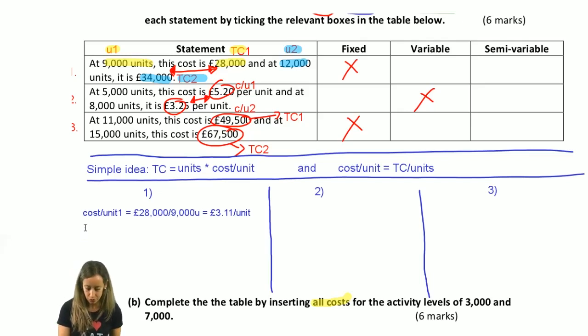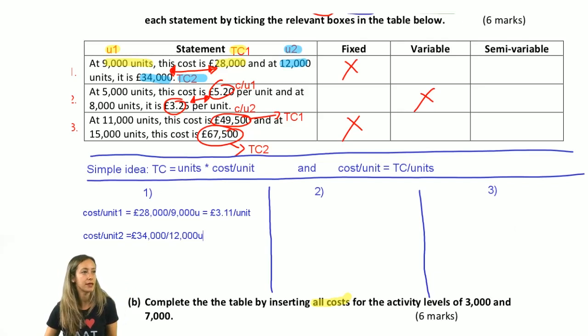Now let's do the second one, because that was cost per unit 1. If we do the second cost type, cost per unit 2, we will use the second total cost, which is 34,000 divided by the second level of activity, which is 12,000 units. How much is this? Did anybody get the answer already? Okay, wonderful. I'm really glad you got the same number as me, which is 2.83 per unit. So we've got 2.83 per unit and 3.11 per unit.